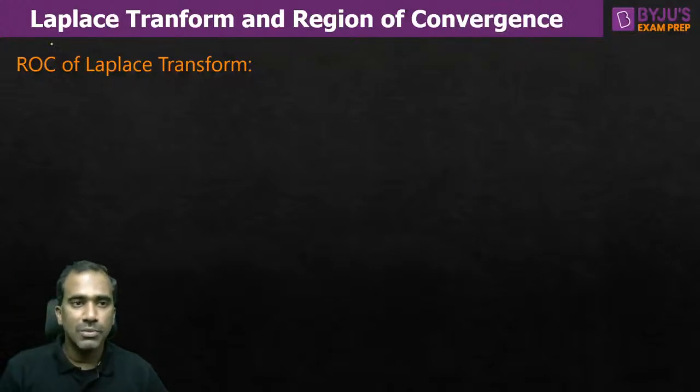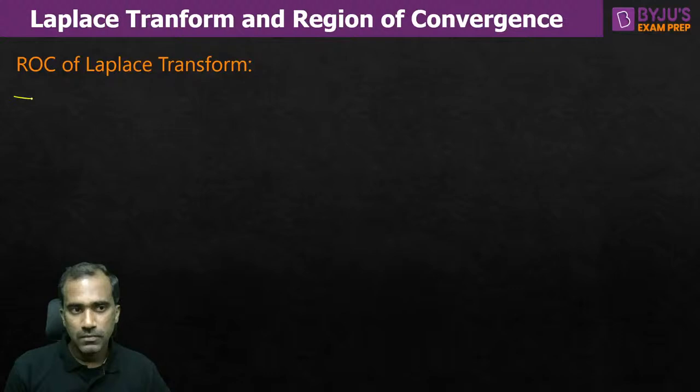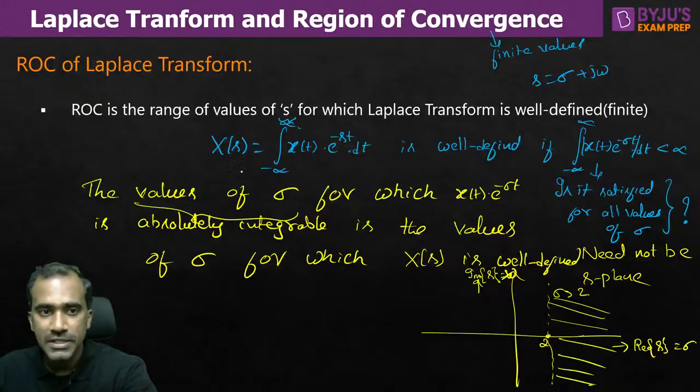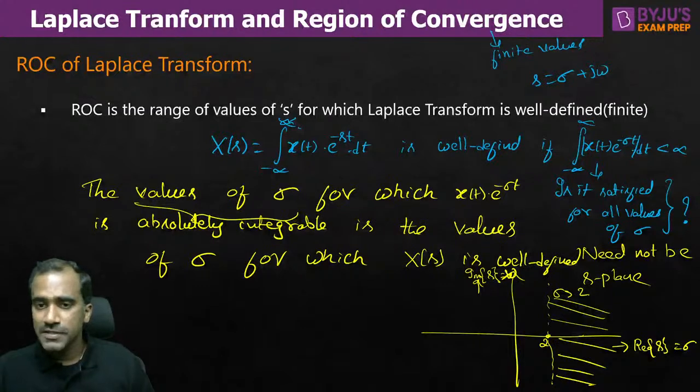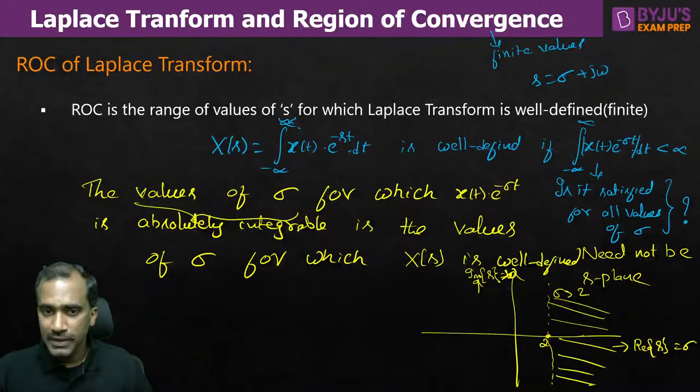Right. Now, ROC of Laplace transform, region of convergence of Laplace transform. I have written the condition here. The values of sigma, and since sigma is part of S, we can call them the values of S also, for which x of t into e power minus sigma t is absolutely integrable. Those are the values of sigma for which the Laplace transform is well defined, or the Laplace transform exists, we can call it.